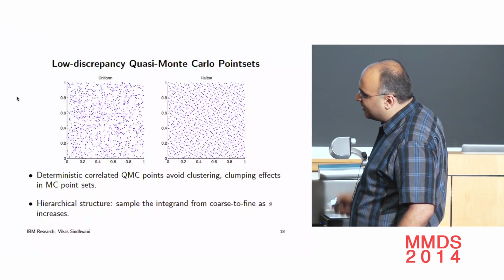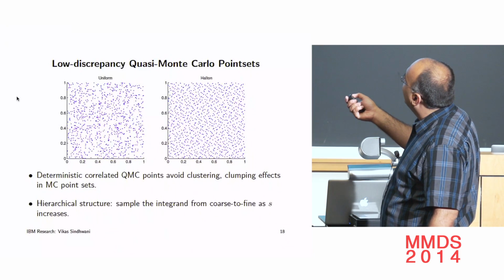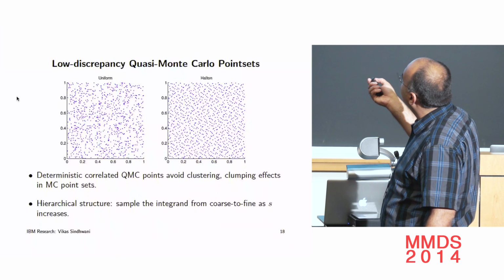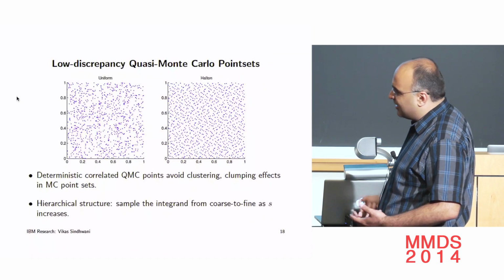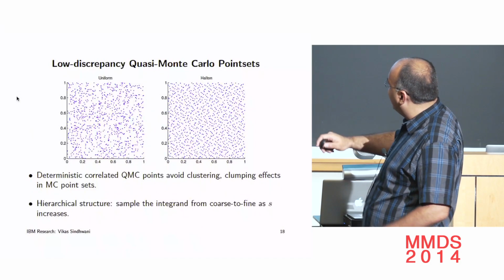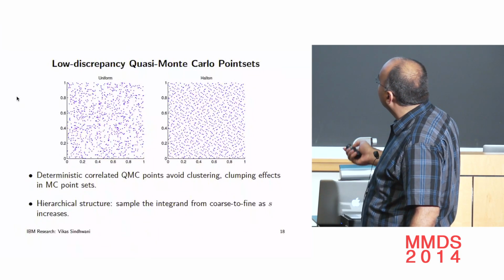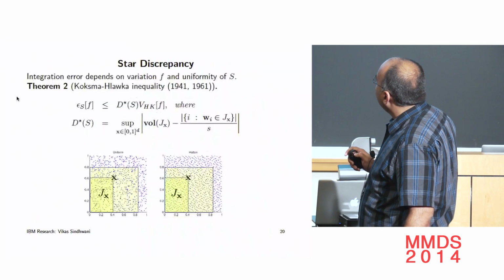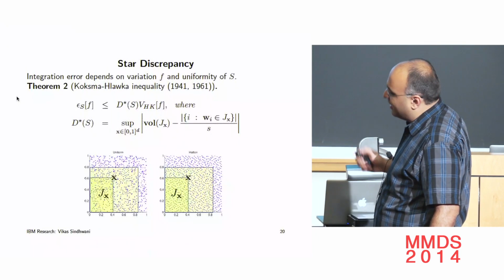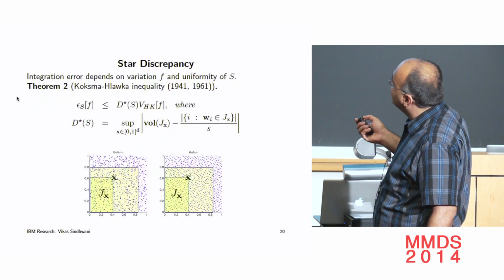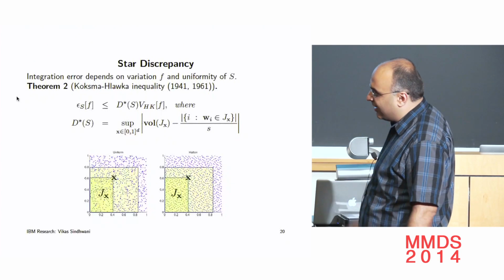The main intuition behind QMC techniques is that, instead of doing uniform sampling, you do some sort of correlated sampling, where things look much more uniform and the quality of integration is improved. They have a hierarchical structure, in which the integrand is sampled first at a coarse scale and then at a fine scale as the number of sample points increases. There is also very rich literature in QMC that characterizes the integration error of a function in terms of a discrepancy measure, how uniform the set S is, times how much the function f varies.